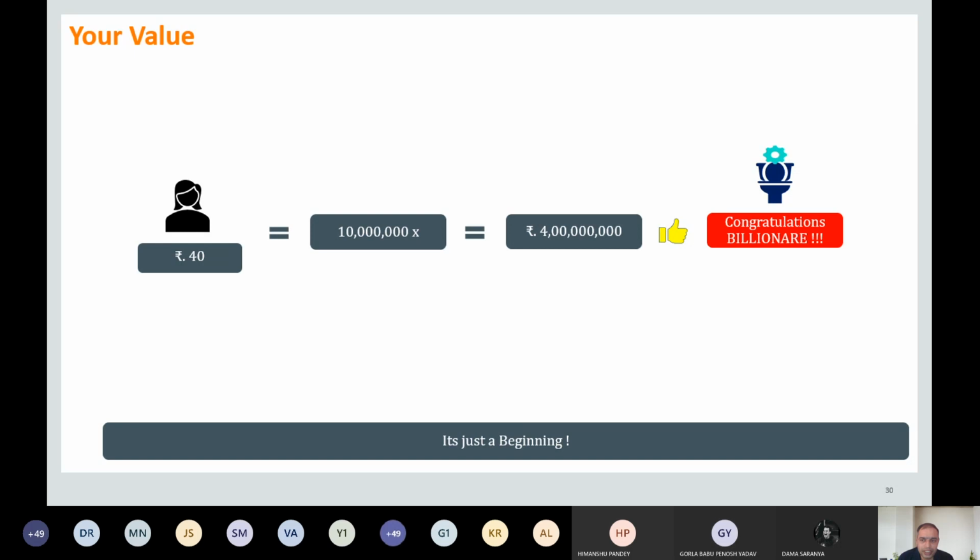But once you make money, you can't stop right there. It's just going to be a beginning, and you can proceed further, investing in others' businesses, or starting or restarting another startup on your own. So this is how startup funding happens.